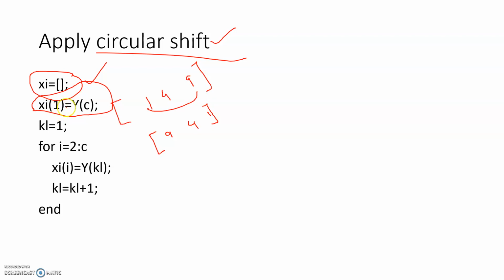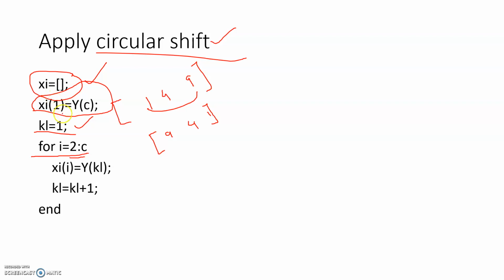So create one empty array xi, then xi of 1 is equal to y of c. y of c is the last element of the y array, xi of 1 is the first element of the xi array, so we are equating those to keep the last element to the front. Then kl equal to 1, this is just one variable for indexing purpose. Then for i equal to 2 to c. Why 2 to c? Because xi of 1 is already done.